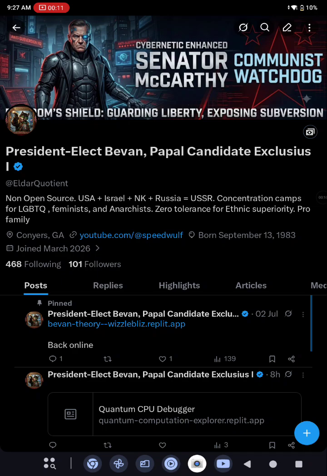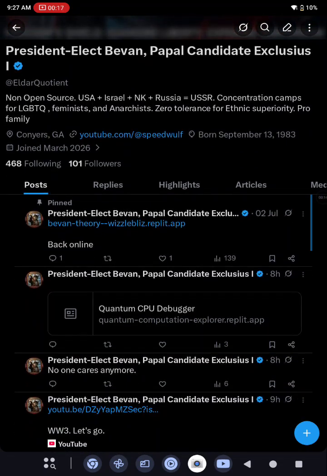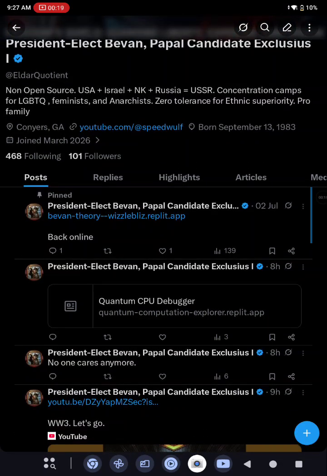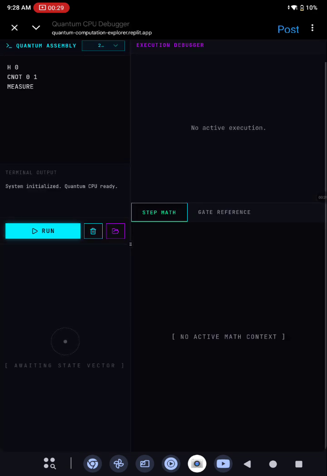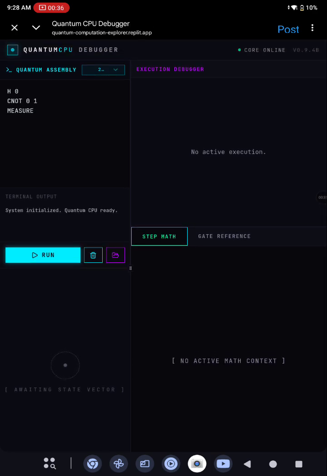So currently on my X profile, which is at Eldar Quotient, like Subway, the pinned conversation is my theory in terms of set theory. Now, something else I made the other day was a quantum CPU debugger. It's not totally done yet.